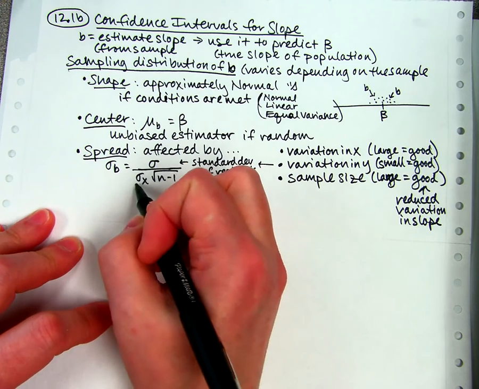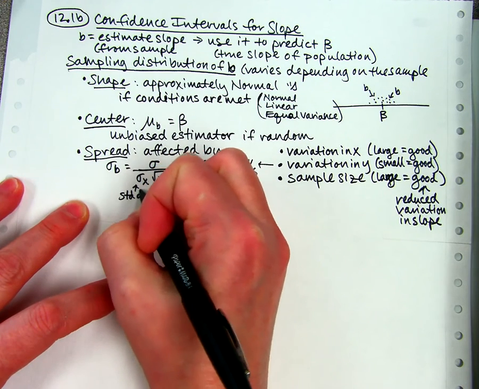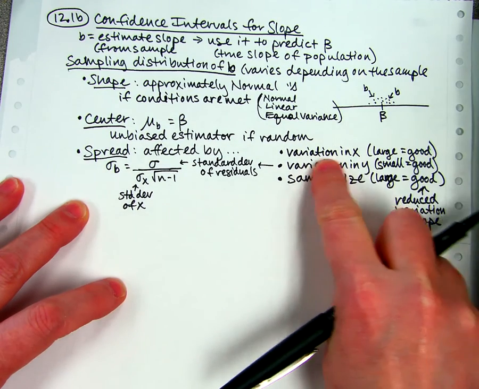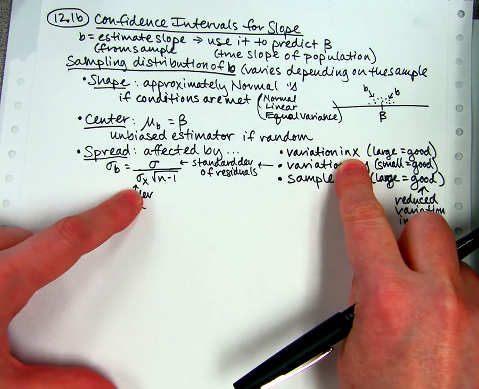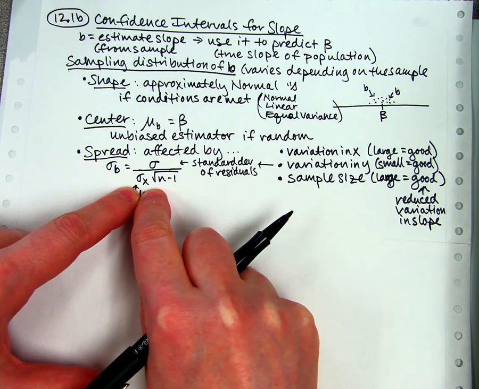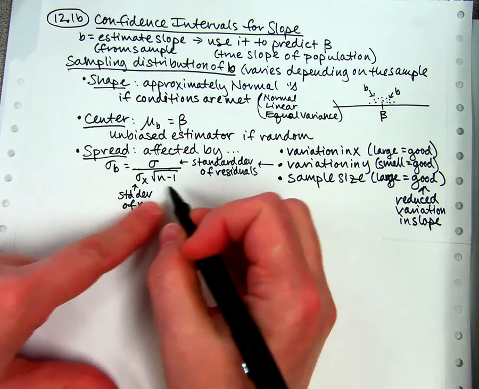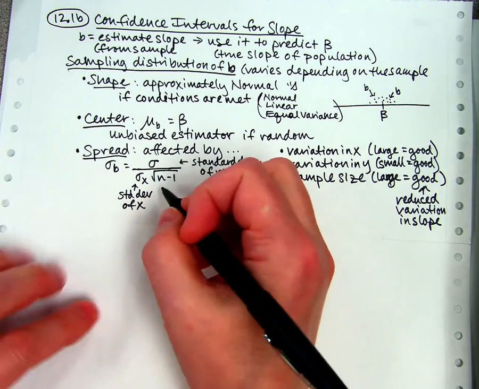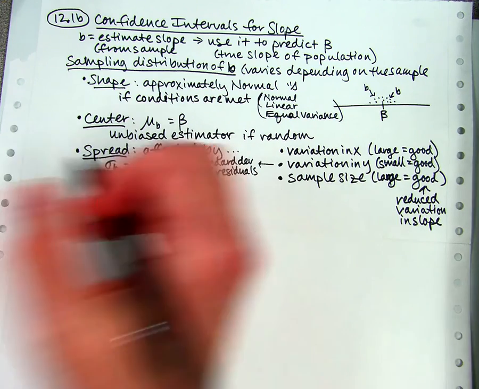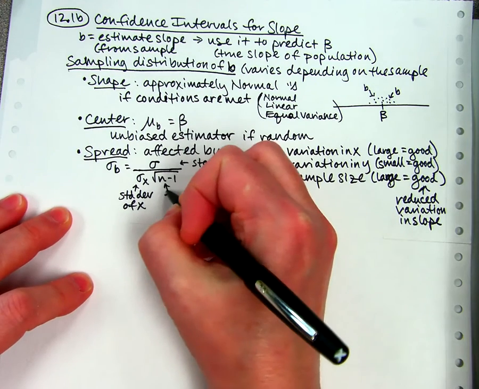The sigma x on the bottom is the standard deviation of the x's. And that's the representation of variation in X. The reason it's on the bottom is because larger variation here, when you divide by a larger number, you get a smaller variation over there. And then same with the N. N is on the bottom because of the same thing. Larger N's mean smaller variations in general. So this is the effect of the sample size.